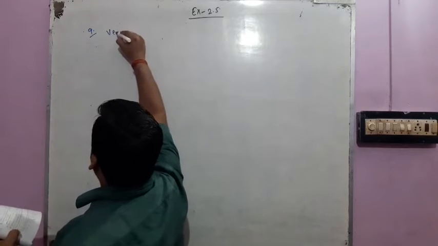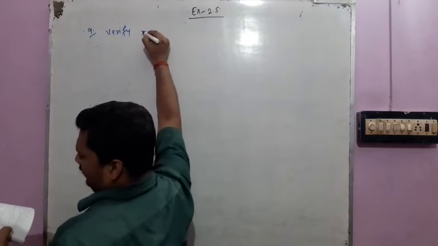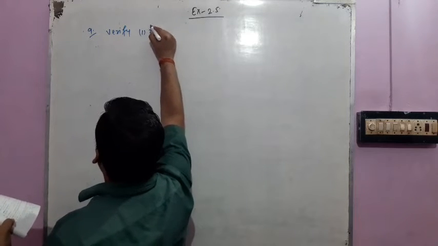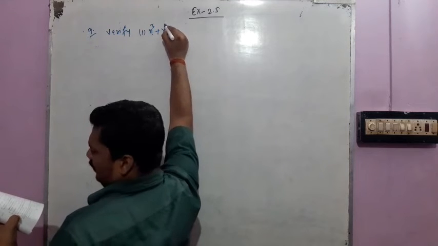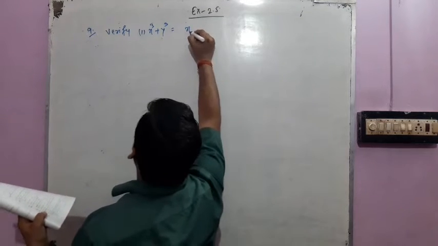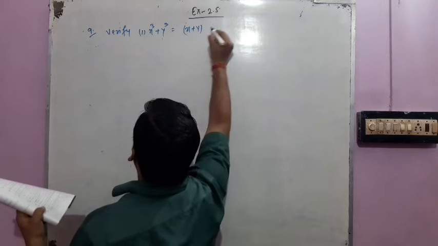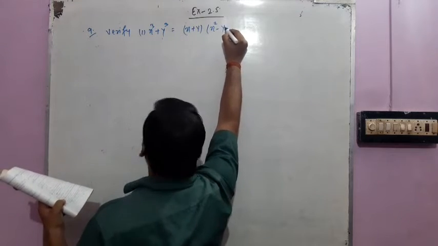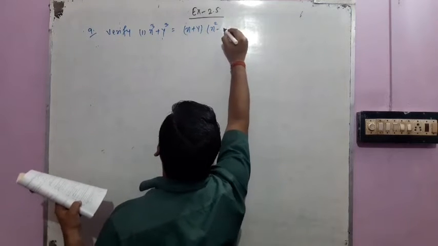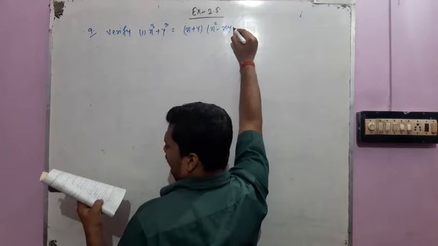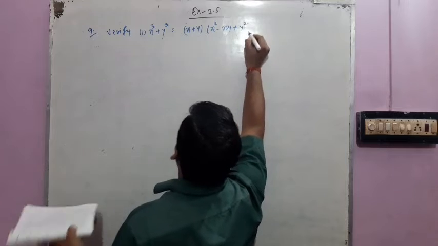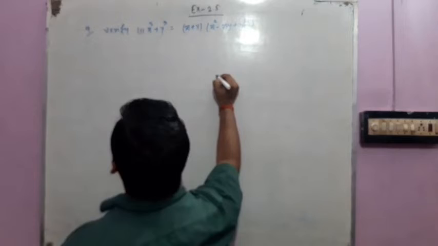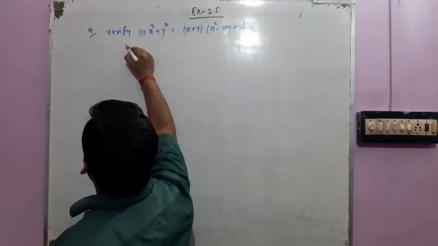Now in question number 9, we have to verify two results. The first result is x cube plus y cube is equal to (x plus y) into (x square minus xy plus y square). Okay, students, that we have to verify here. Now, first part we have to write.